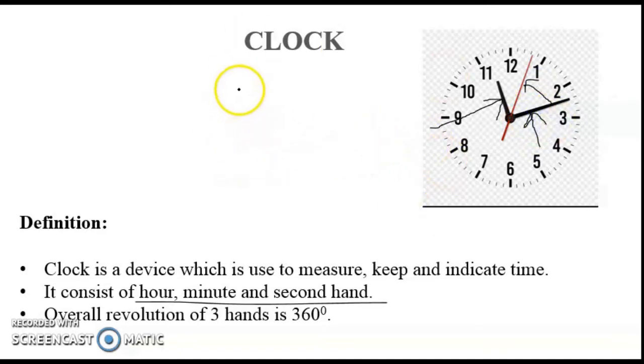The third point is overall revolution of three hands is 360 degree. 360 degree basically means that all three hands complete one revolution in 360 degree. So basically angle made in one revolution is 360 degree. Let's move further to the next slide.